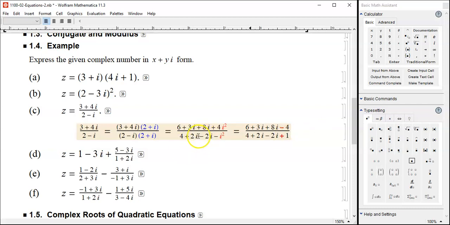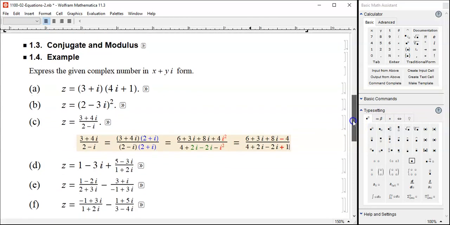Furthermore, please pay attention to this 2i minus 2i here. They're going to cancel each other out. And that was the design. That's why we multiply by the conjugate of the denominator. You see, this is a minus b times a plus b form. So the ab terms cancel each other out, so we don't have this any longer.